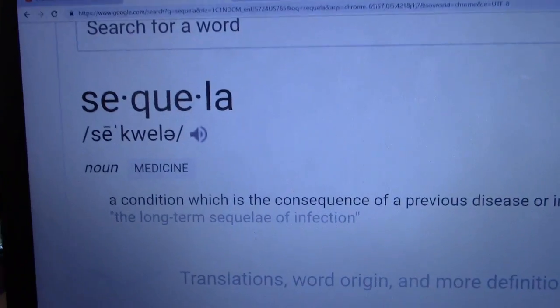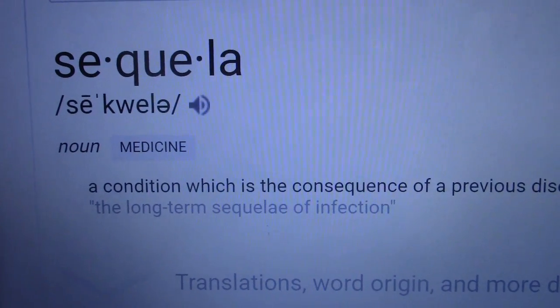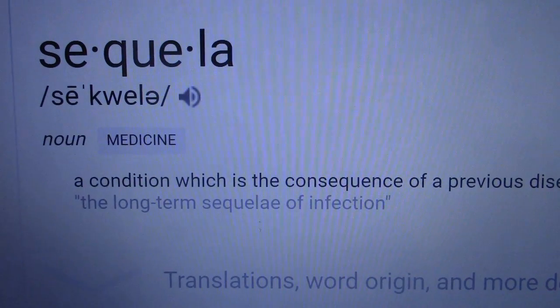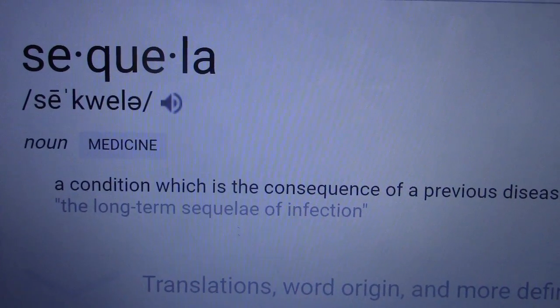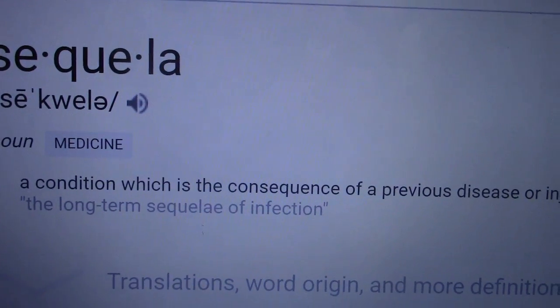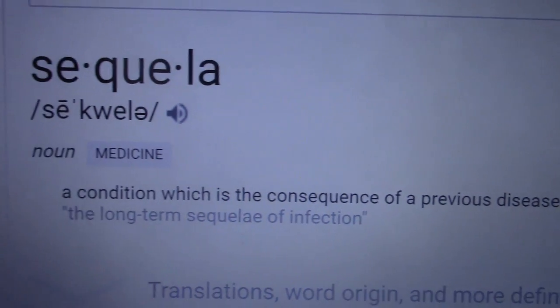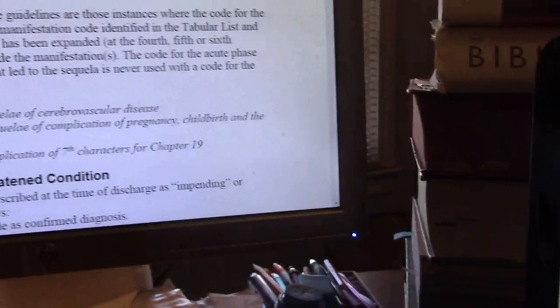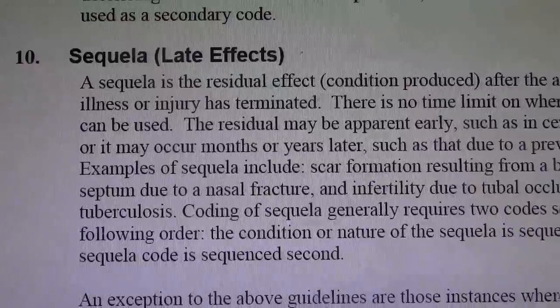First, let me start by defining sequela, S-E-Q-U-E-L-A. And it is a condition which is the consequence of a previous disease or injury. This is a result of a previous condition. Sequela. Looking at your guidelines, your guidelines state, we're at 1B10, sequela.